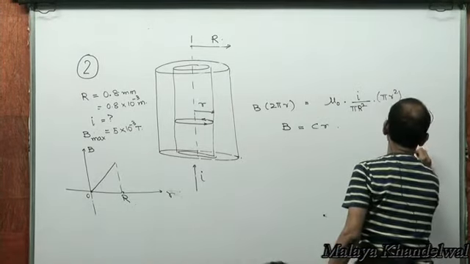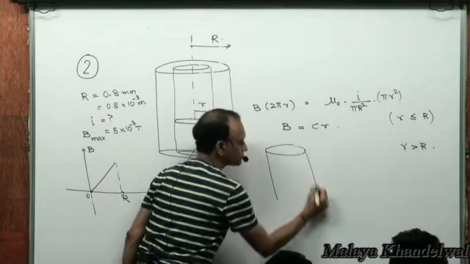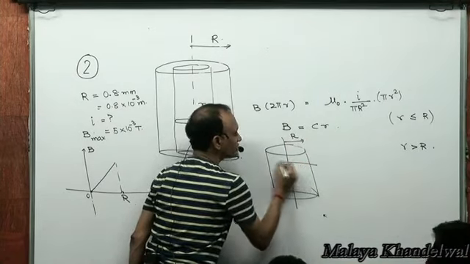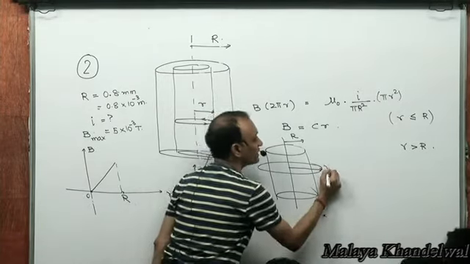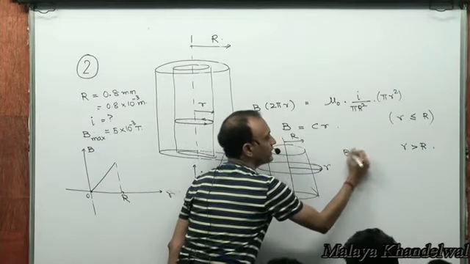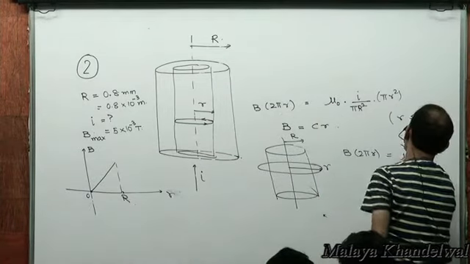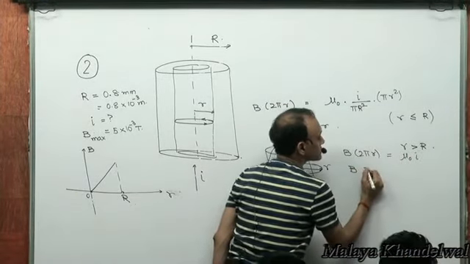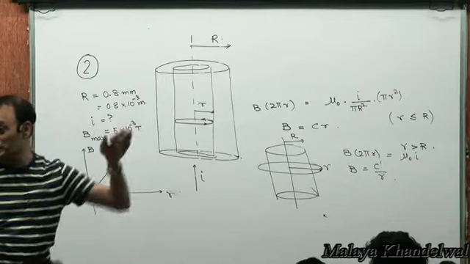But if I take r greater than R, then what happens? This is my cylinder of radius capital R. Now if I take a loop like this, of radius r greater than R, then the sum of all the B dot dls on this loop is going to be B into 2 pi r, and that will be equal to mu naught times the total current I enclosed, Ampere's circuital law. So this time you see that B is some constant C prime by r. B then decreases with r hyperbolically.